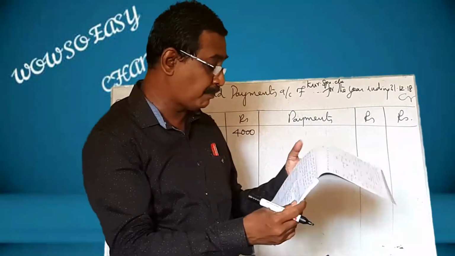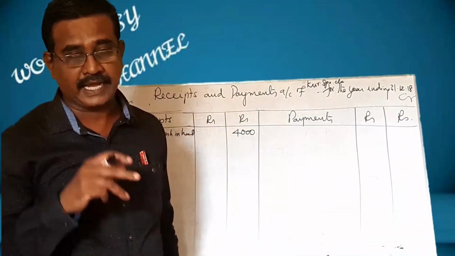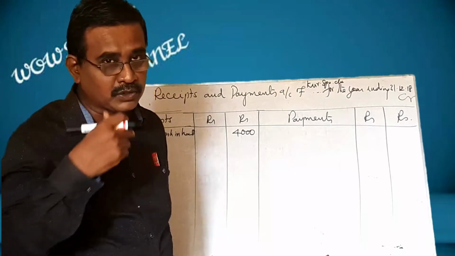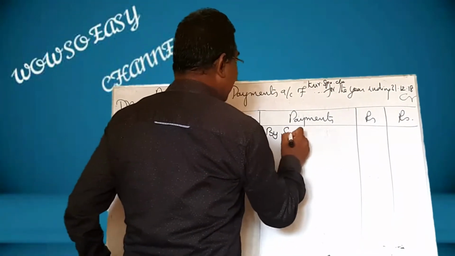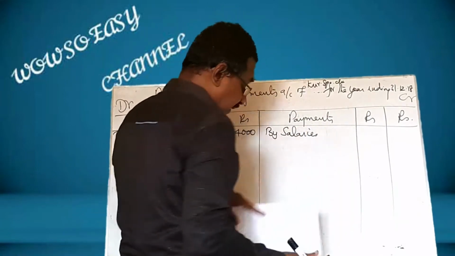Salaries paid is 3,000. Salaries is an expense and the money goes out of the business, so it should be recorded on the credit side, by salaries. What is that amount? 3,000 is given.